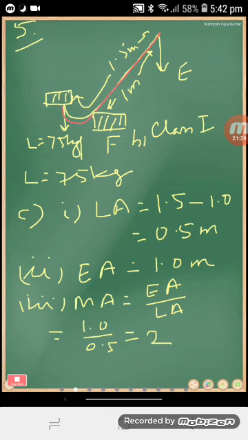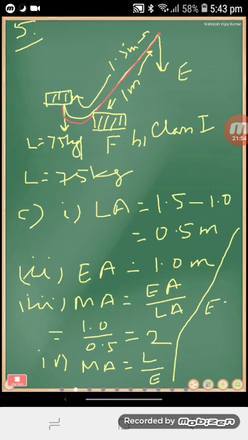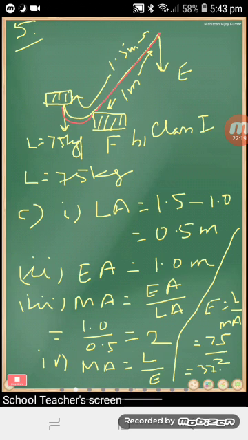And then the effort needed. So fourth part, effort needed. We can use the formula MA is equal to L by E. So E will be equal to L upon MA. L is given as 75, MA is 2, so it comes out to be 37.5 kgf. So I hope this is clear to all of you.